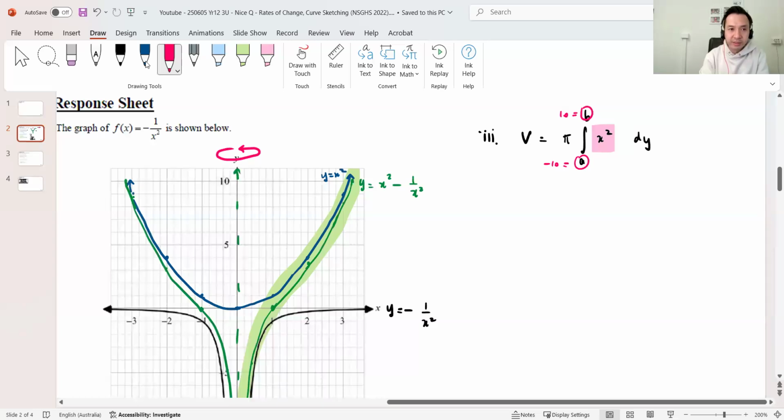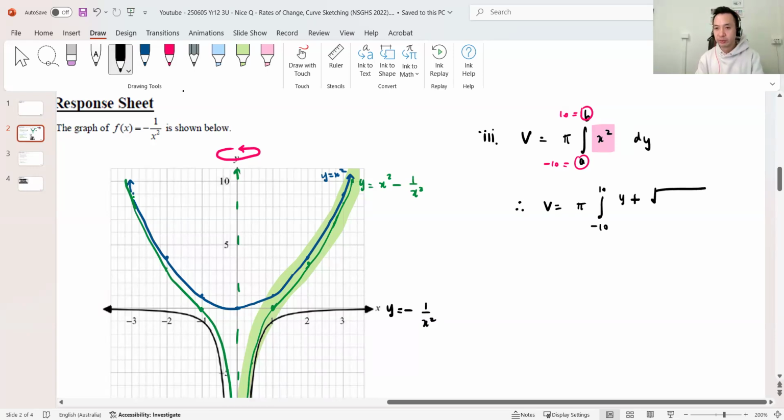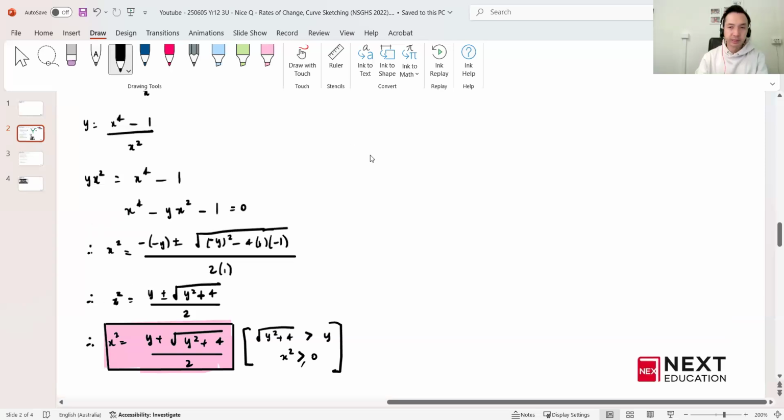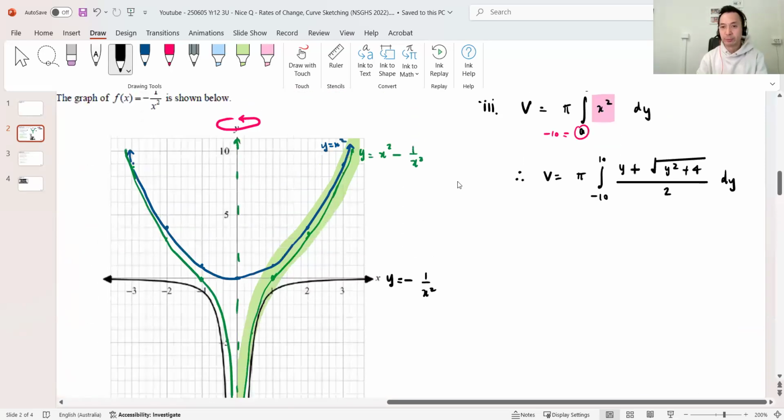This here is the expression downstairs. So therefore, volume will just equal to pi times the integral from minus 10 to 10. Or was it plus minus? Oh, not plus minus, it was just plus. Square root of y squared plus 4, all over 2, dy. Now let me just look at that downstairs. Yep, I think that's it. Let me just check that. Yep, perfect. Guys, that's my answer. There's only one mark.